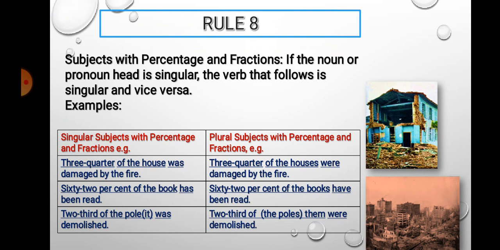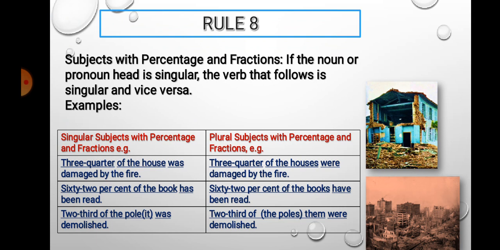Let's look at the counterpart example. 3/4 of the houses were damaged by the fire. Look at the 2 pictures on the right side. The first one is a house, and 3/4 of that house was damaged. The second picture here, we have numerous buildings or houses, and 3/4 of the houses were damaged by the fire. So singular versus plural.